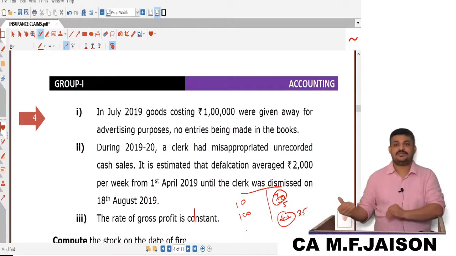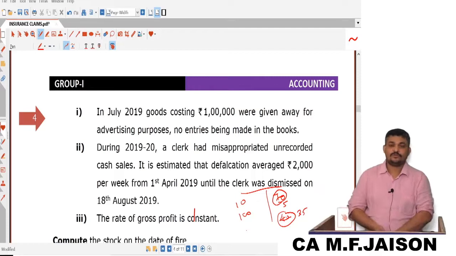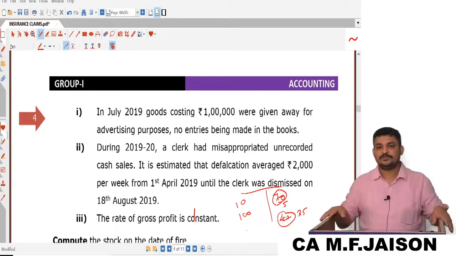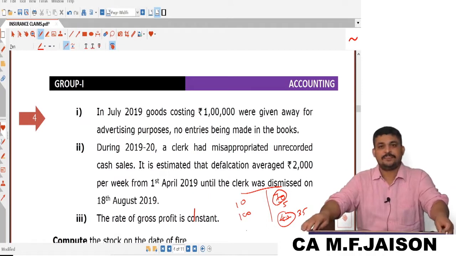Arrive at the final answer. Don't say you don't know. You should do something. Do something. So accordingly, please try, my dear friends. I will wait for 5 minutes.